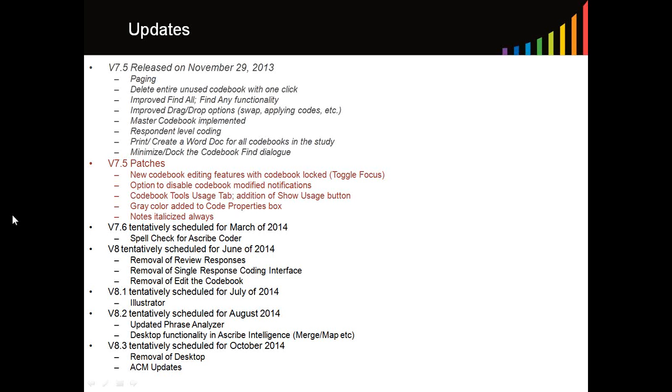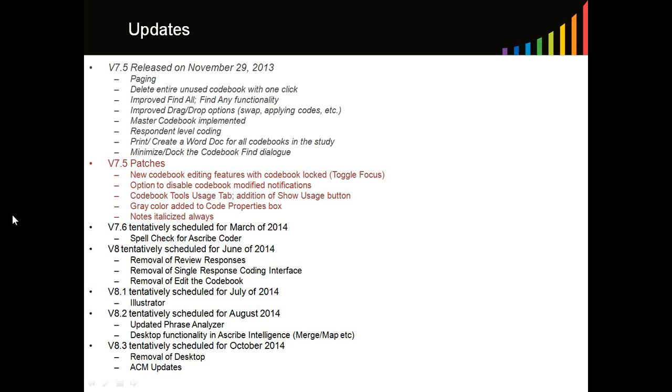And then the next important thing I think for us is version 8.2, scheduled for August of 2014, where we're going to update Phrase Analyzer and move some of the Ascribe Desktop functionality into Ascribe Intelligence, like the merge map features from Ascribe Desktop. If you don't know about Ascribe Desktop, that's fine. If you do know about Ascribe Desktop, let us know why you're using it so we can make sure we get all the tools that you need into Ascribe Web.